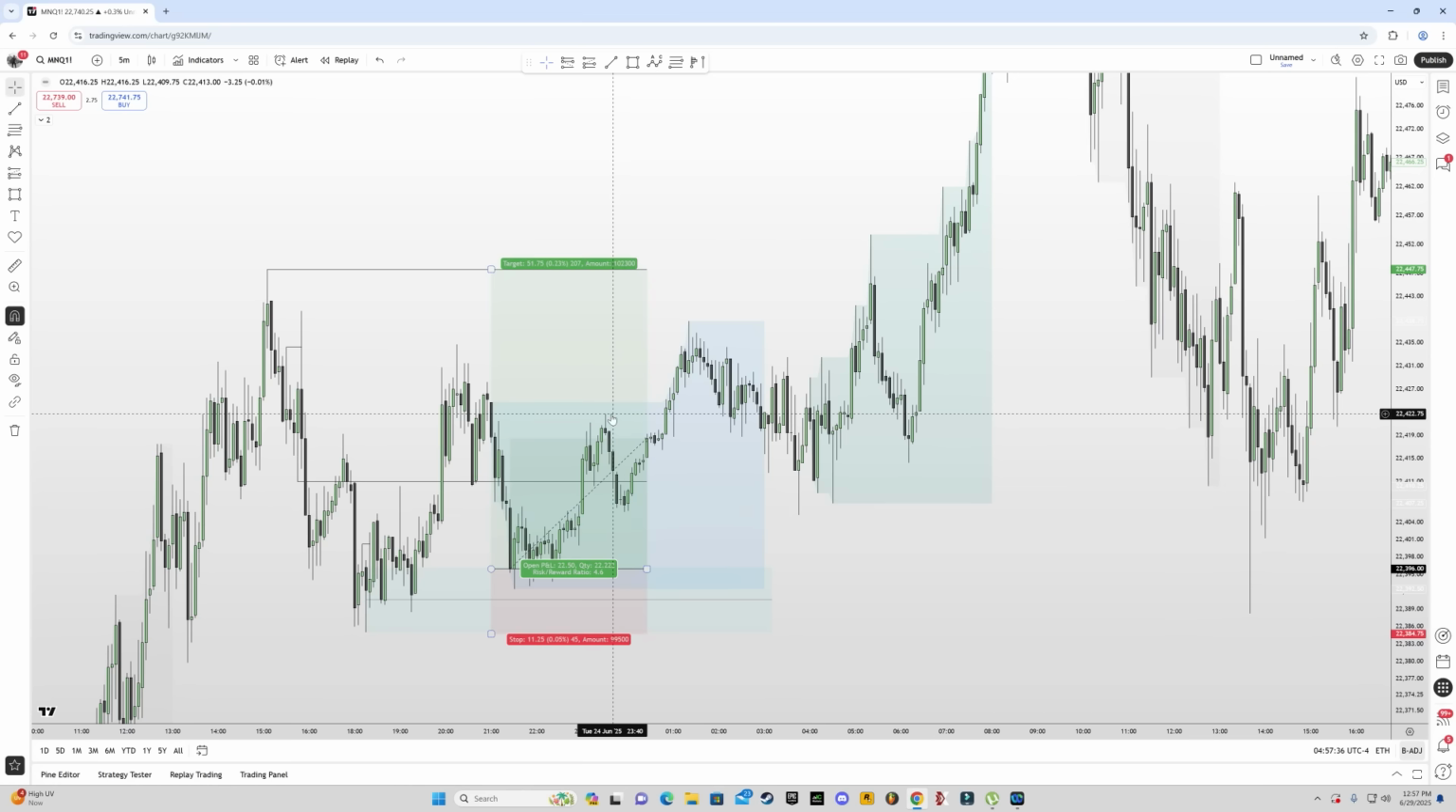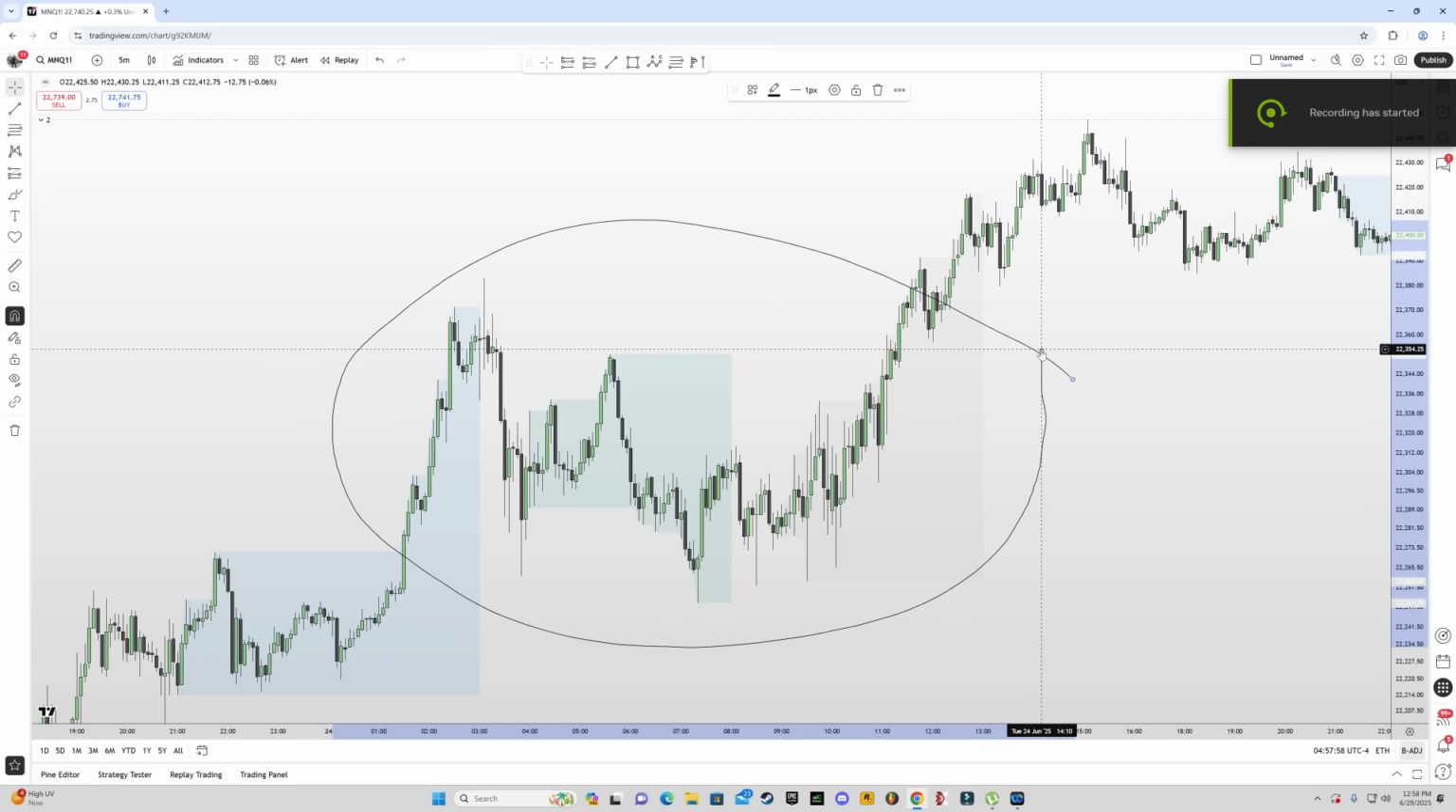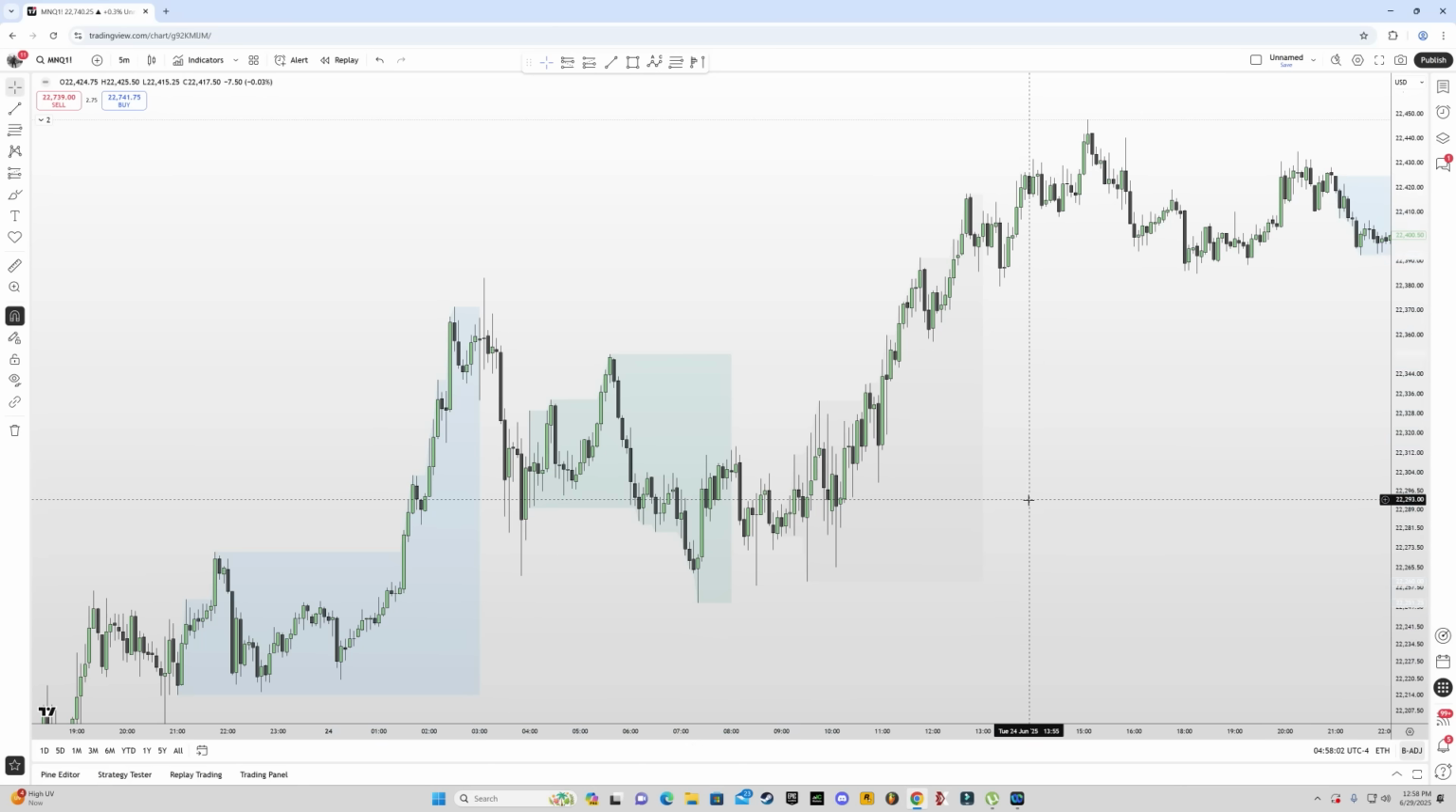Now that we have example number 1, let's move on to example number 2. All right, so here is example number 2. Can you identify a range playing out in this area? I'm going to give you 5 seconds. 5, 4, 3, 2, 1.